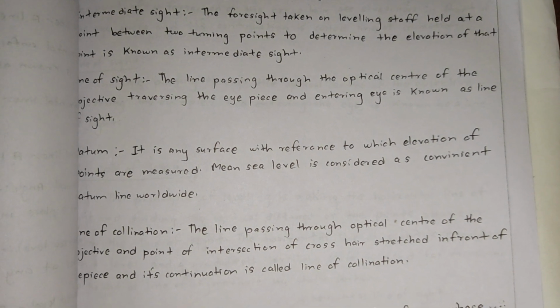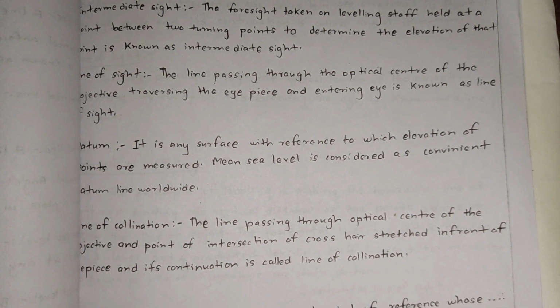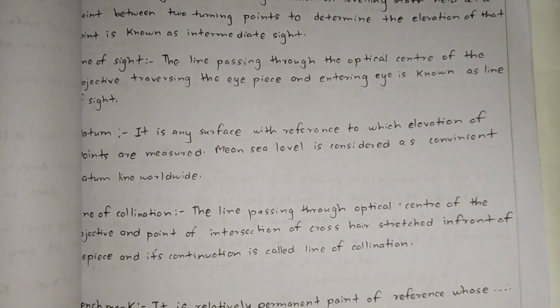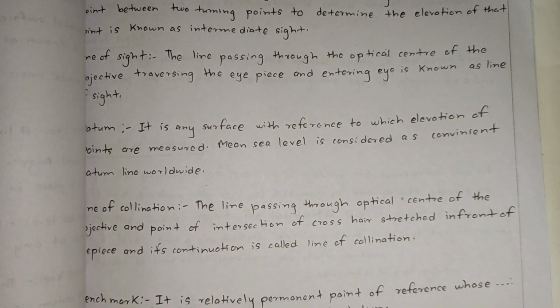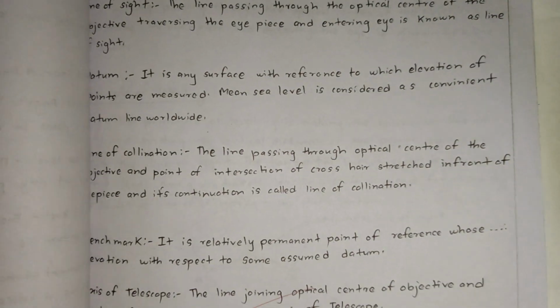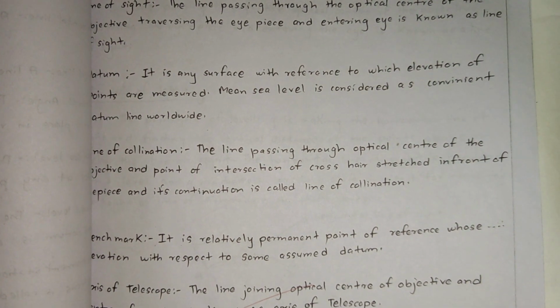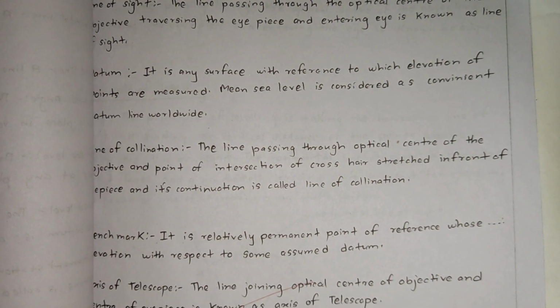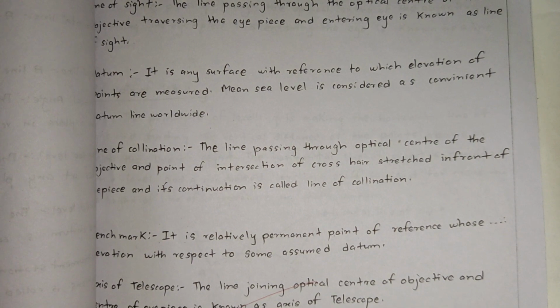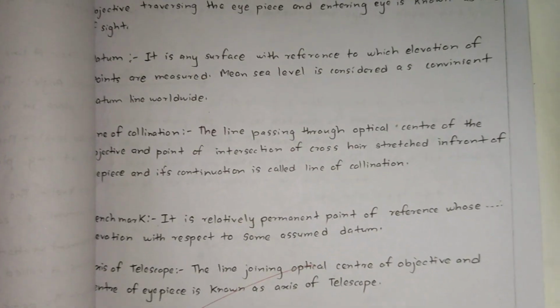Line of sight: the line passing through the optical center of the objective, traversing the eyepiece and entering the eye, is known as line of sight. Datum: it is any surface with reference to which elevations of points are measured. Mean sea level is considered as the convenient datum worldwide.